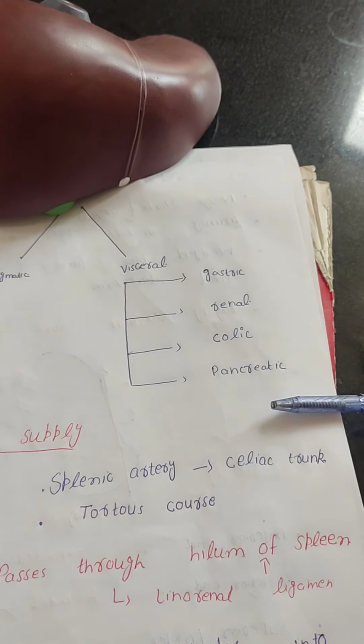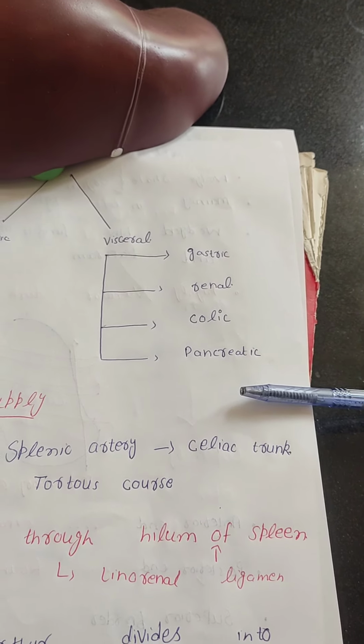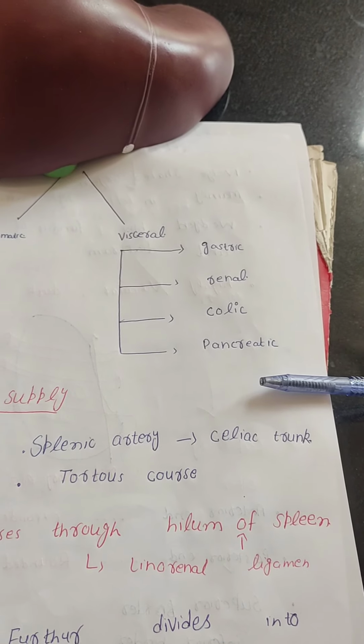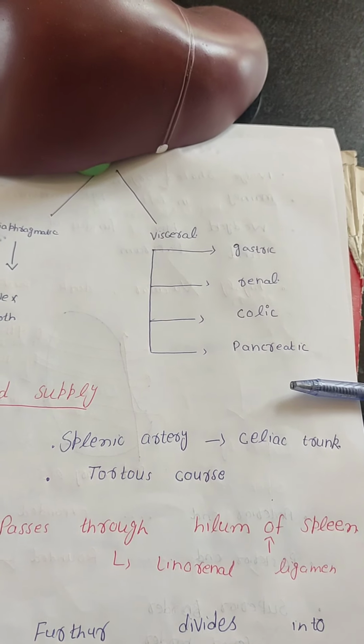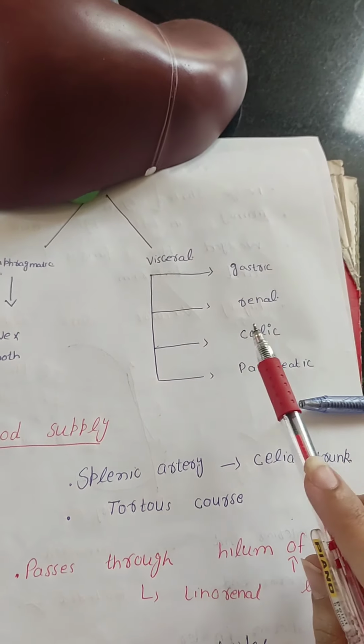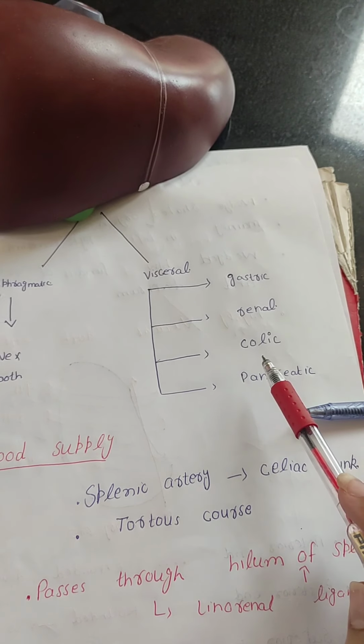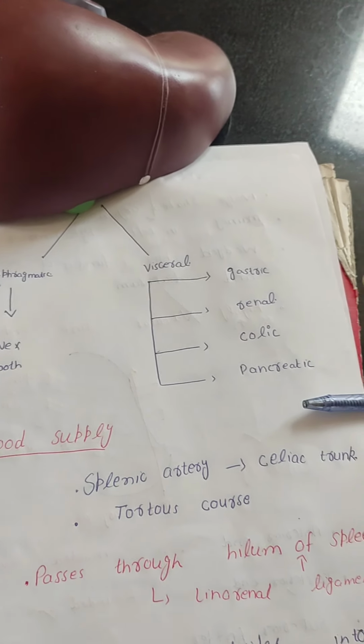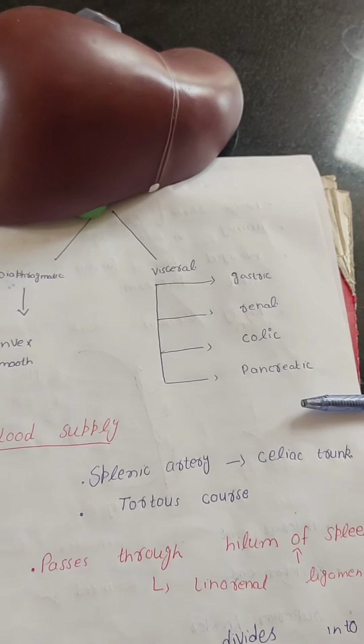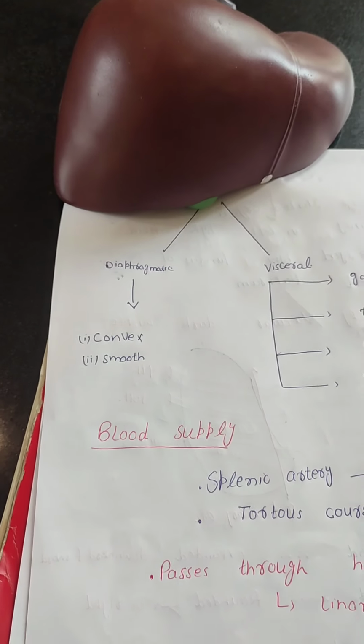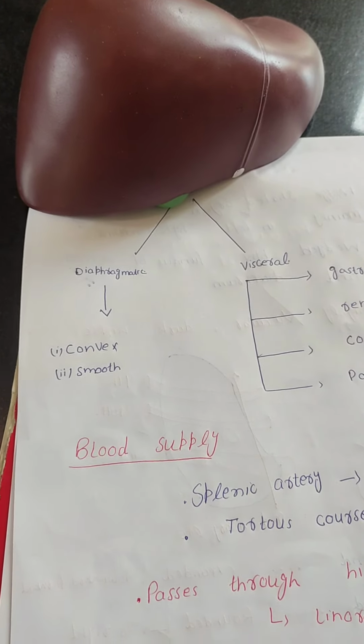लग रहे होंगे. तो all the surfaces of spleen which contain the impressions of different viscera are known as visceral surface. So spleen is in contact with the stomach, kidneys, colon and pancreas. So there will be 4 impressions on the visceral surface, while the diaphragmatic surface is giving contact to the diaphragm.